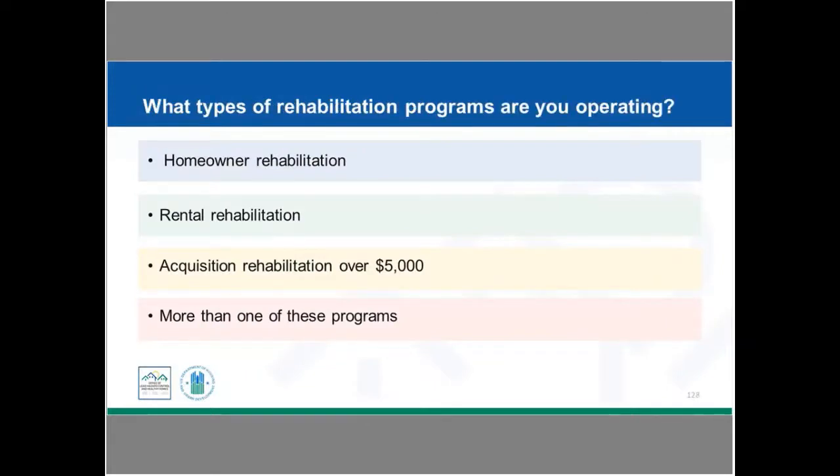All right, so we want to start off with a poll. If we were all together, I'd say, hey, raise your hand, let me know what kind of programs you're operating, but since I can't see all of you, it's helpful if you just fill the poll out so we get a sense of who's with us today. On the right-hand side of your screen, you should see the poll appearing. If you could click on which type of rehab program you are operating, that would be helpful for us to know.